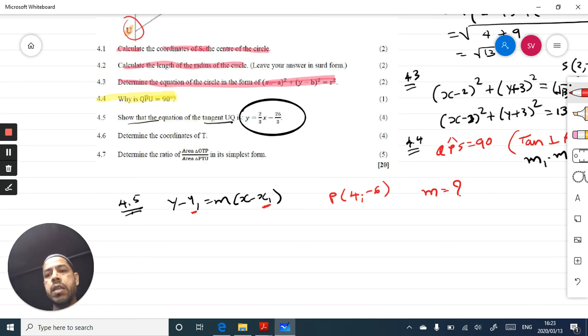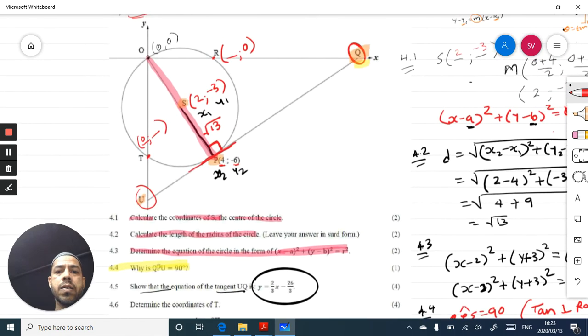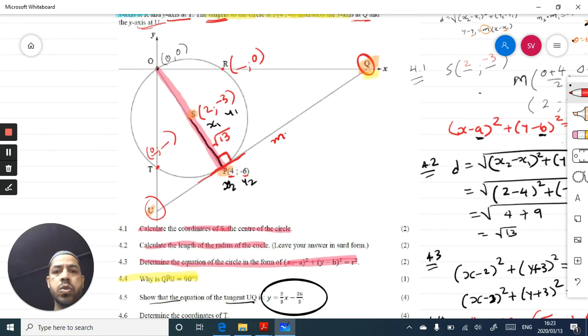So basically, once I find m, I'm going to substitute my point P, which is x1 and y1, into this equation, and I'll be able to get the answer. So how am I going to calculate m? M is the gradient of that tangent, which is unknown to me, and I don't have two points on that tangent so that I can find it. So the other way is to find the gradient of the radius, which is SP.